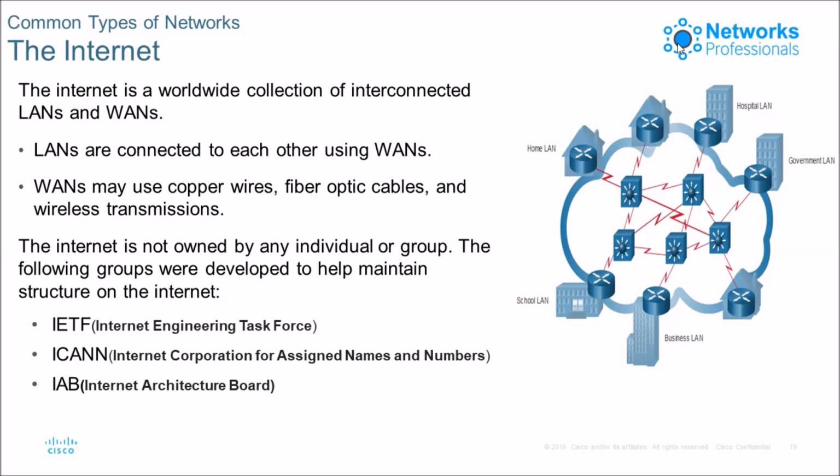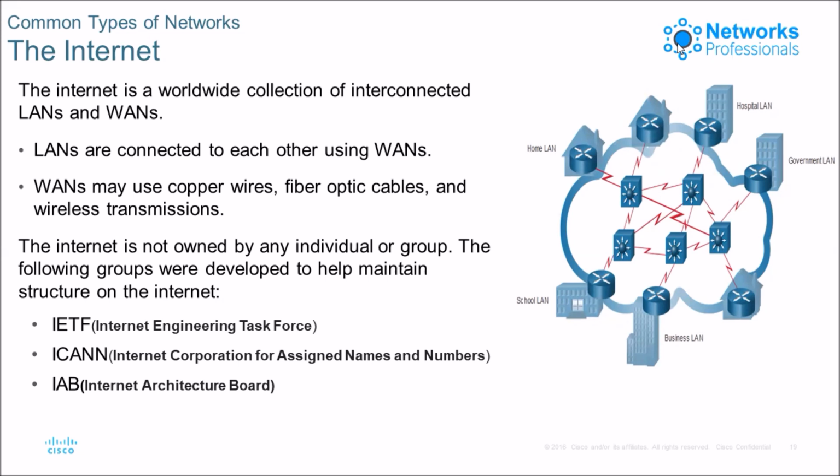WANs can connect through copper wires, fiber optic cables, and wireless transmission. The internet is not owned by any individual or group. Ensuring effective communication across this diverse infrastructure requires the application of consistent and commonly recognized technologies and standards, as well as the cooperation of many network administrations or agencies.